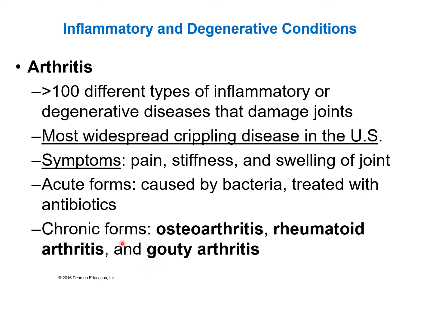Chronic forms are the more common. Chronic forms are for the long haul, so this is when you have arthritis forever or for many years. Osteoarthritis is an example, along with rheumatoid arthritis and gouty arthritis. So we're going to go through all three of these.